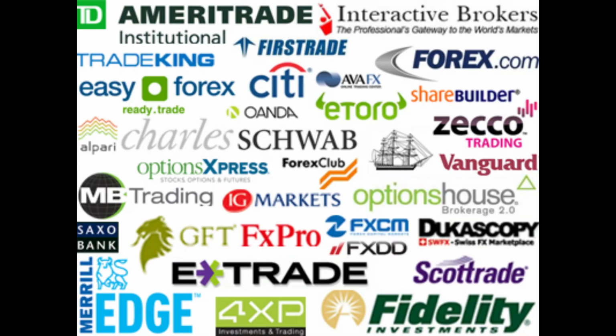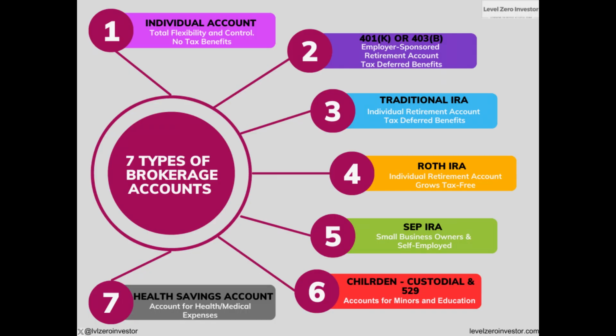Now, the first decision you'll make is choosing a brokerage. There are numerous options out there, each with its own set of features, fees, and tools. Take your time to research and select the ones that align with your investment goals and preferences. Next up, consider the type of account you want to open. There are individual accounts, joint accounts, retirement accounts like IRAs, and more. Your choice depends on your financial goals, whether it's saving for retirement, investing jointly with a partner, or something else.